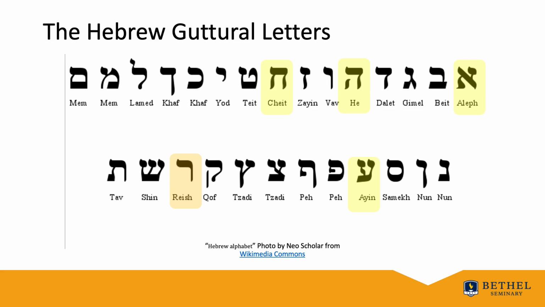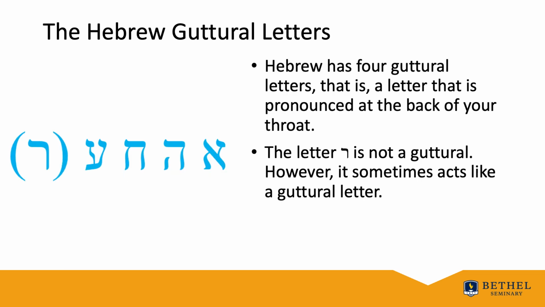The letters that you need to learn are Aleph, Hey, Chet, Ayin, and you note that sometimes Resh acts like a guttural letter. These Hebrew guttural letters are called guttural letters because you pronounce them at the back of your throat. Here are 3 critical rules that are unique to Hebrew guttural letters. Please memorize these, and it will really help you and make complicated grammar make sense.